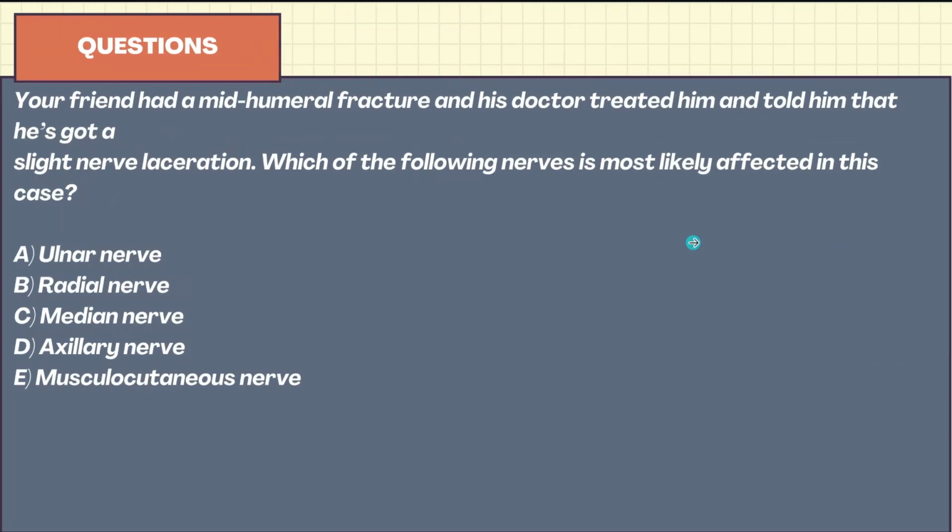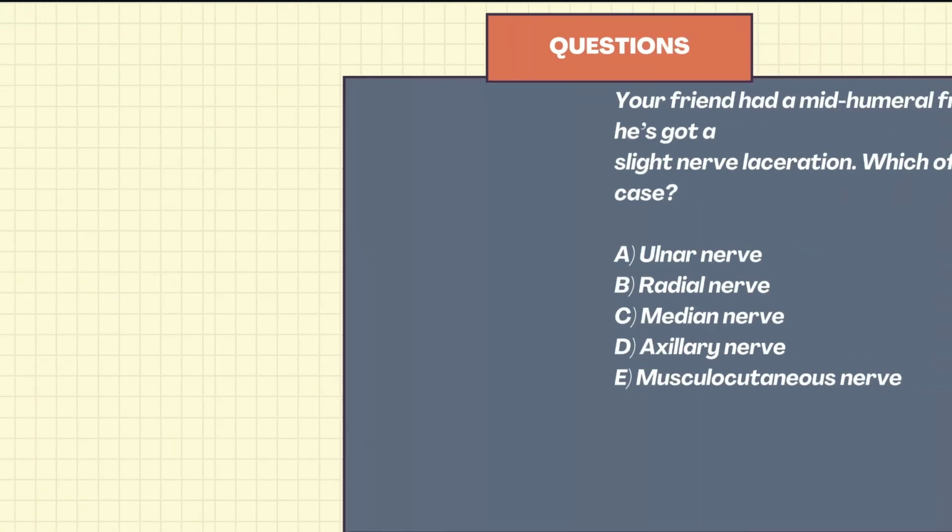Your friend had a mid-humeral fracture, and his doctor treated him and told him that he's got a slight nerve laceration. Which of the following nerves is most likely affected? So we mentioned in the picture and in the slides, a mid-shaft fracture is going to be an injury to your radial nerve.